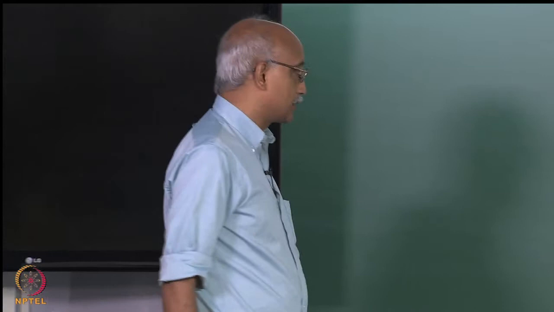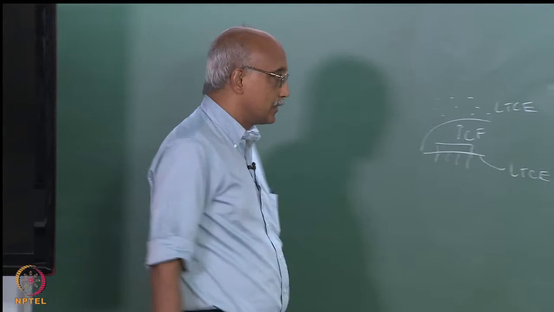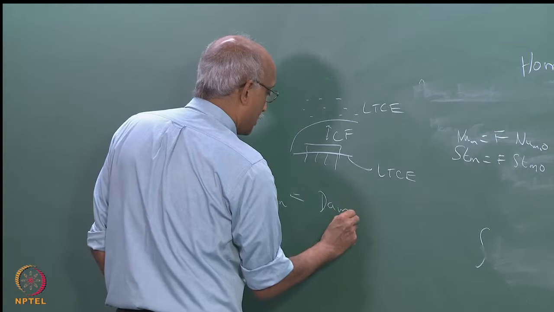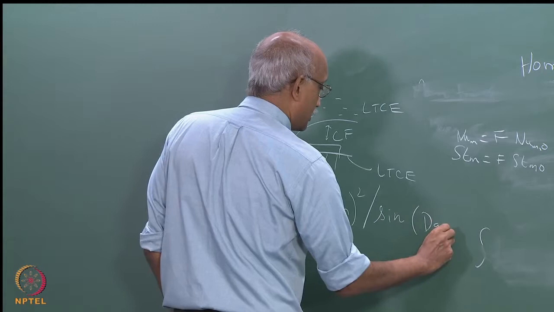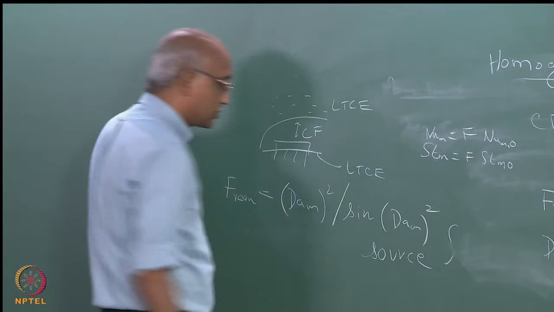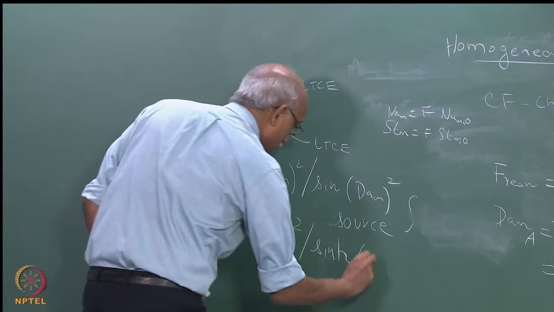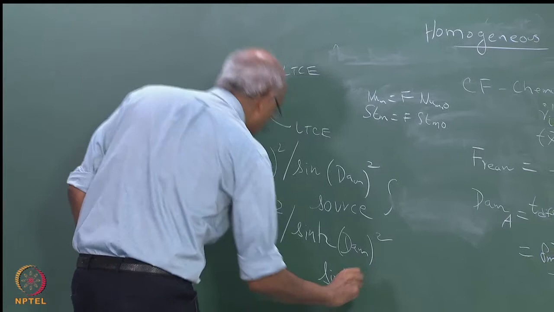So once you have calculated the Damkohler number this way, the F factor for chemical reaction can be written in terms of the Damkohler number as Damkohler number squared divided by sine of Damkohler number squared. This is for the case where the reaction is a source for the species, and you write this as Damkohler number squared divided by the hyperbolic sine, sinh, of Damkohler number squared, in the case where the reaction is a sink for species A.